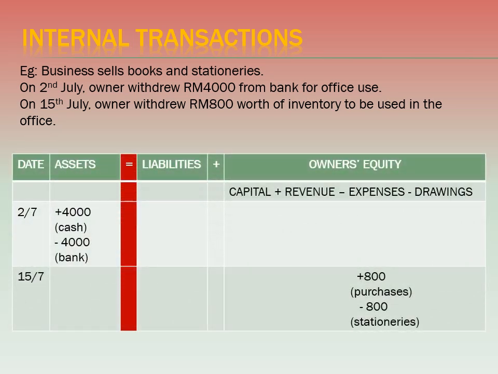So the effect for the 2nd of July: we withdrew from the bank and put it into cash. So minus 4,000 from bank and plus 4,000 for cash. So both will be affected under the asset column, because cash in hand is an asset, and cash in bank is also an asset.